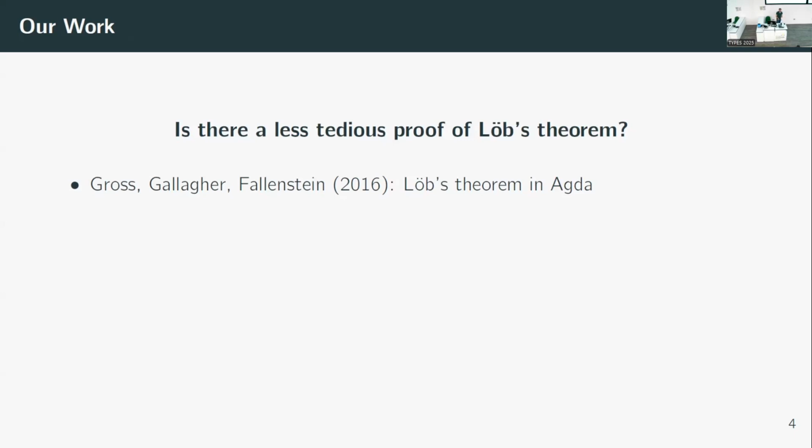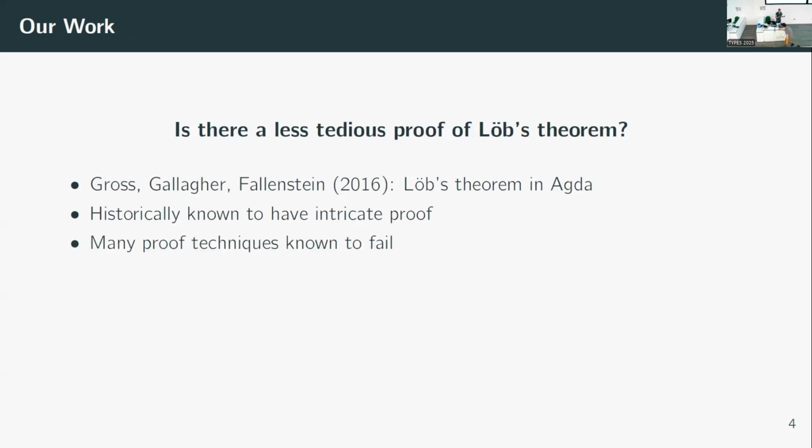Gauss-Gallacher and Feinstein did some analysis of this in ACTA with type theory. And it's historically known to have an intricate proof. Many known proof techniques are known to fail, so it's really hard to get Löb's theorem. And we wanted to figure out whether there's a synthetic perspective that simplifies arguments.